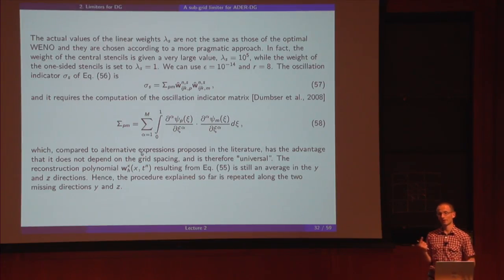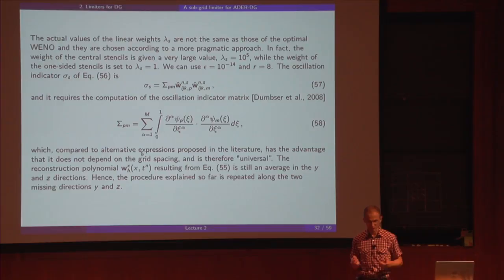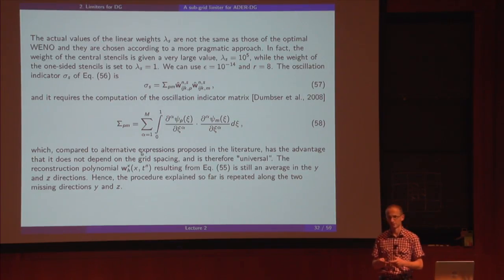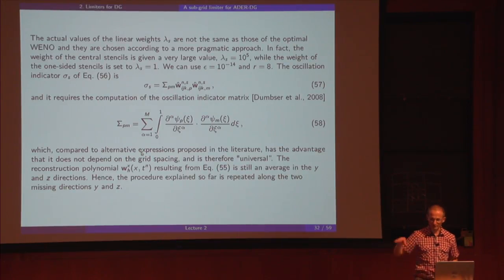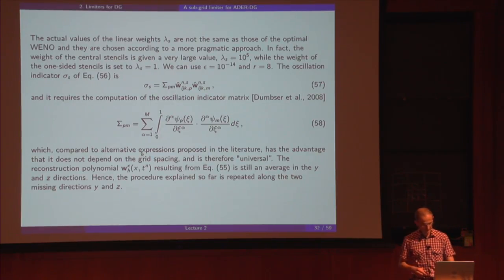Note that this is a one-dimensional reconstruction along X, but you want to reconstruct everywhere. So I'm still an average along Y and Z. I have a polynomial along X, but I'm still an average along the other two. So now I will do a reconstruction along Y and then Z, and at the end I will have a multidimensional polynomial. This is very convenient to implement, very efficient, rather than performing such a multidimensional WENO reconstruction on unstructured grids.